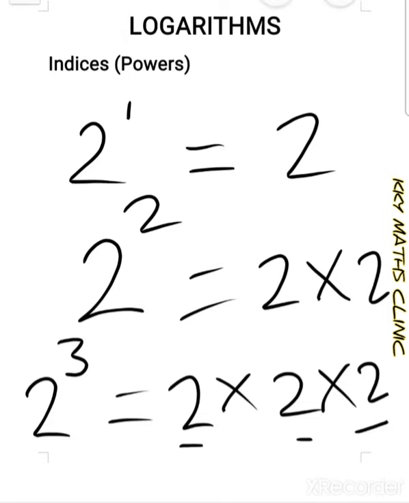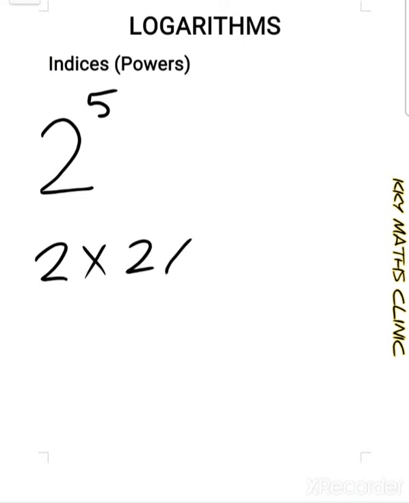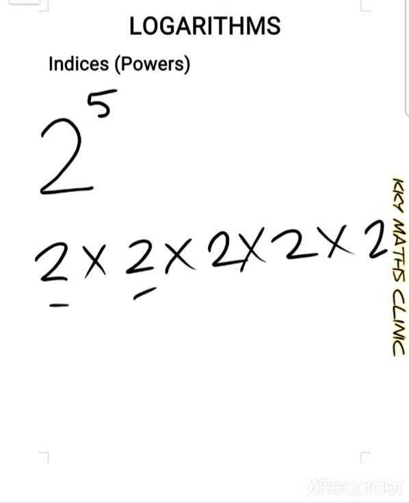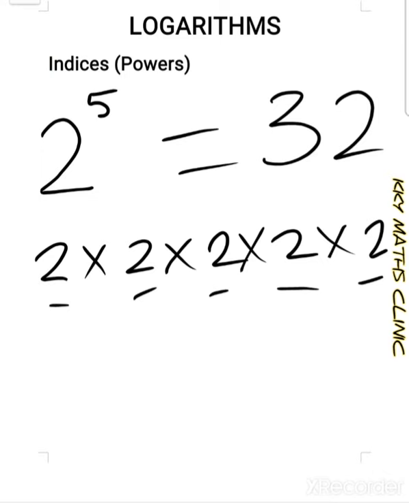And then we can go on and on. Say, for instance, we have 2 raised to the power of 5. That would be 2 times 2 times 2 times 2 times 2. 2 times 2 is 4, times 2 is 8, times 2 is 16, times 2 is 32. So 2 raised to the power of 5 is 32.